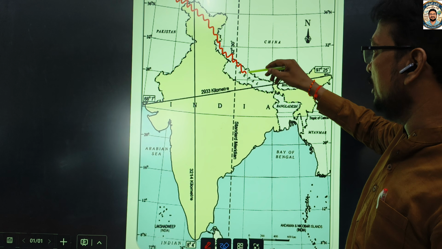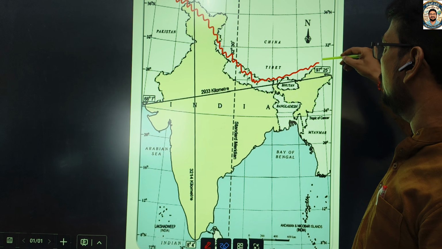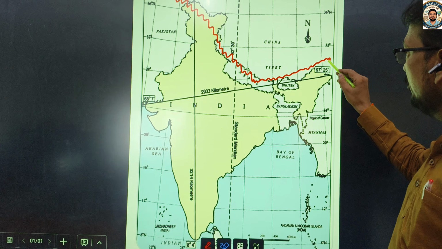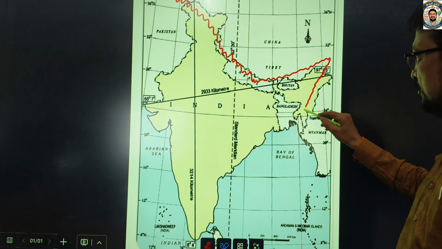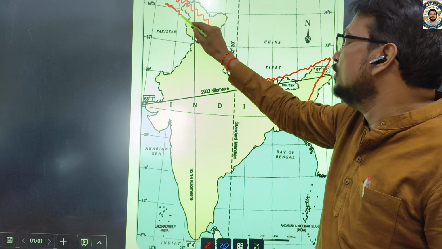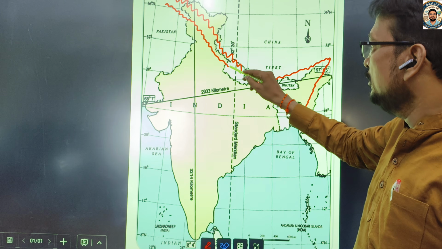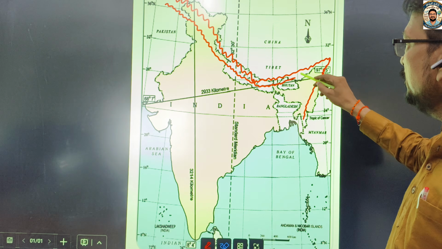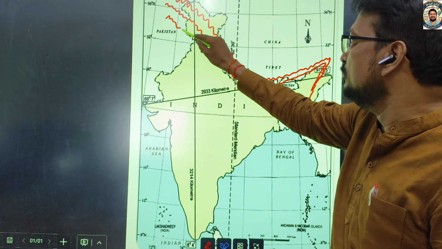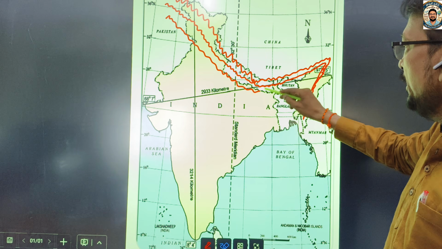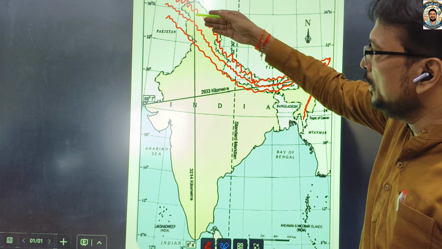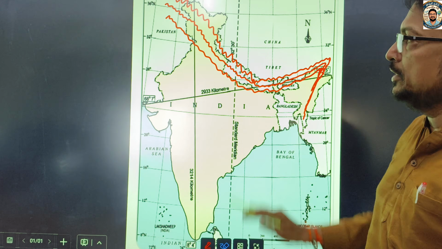Three ranges are there in the Himalayas. The first one is Himadri, also called the Greater Himalayas. It takes a hairpin bend near Arunachal Pradesh. The second one is Himachal, the Lesser Himalayas, another range, and it takes the same hairpin bend near Arunachal Pradesh. The last one is Shivalik. So like this, all three Himalayan ranges are in an arch shape. Okay, this is the location.